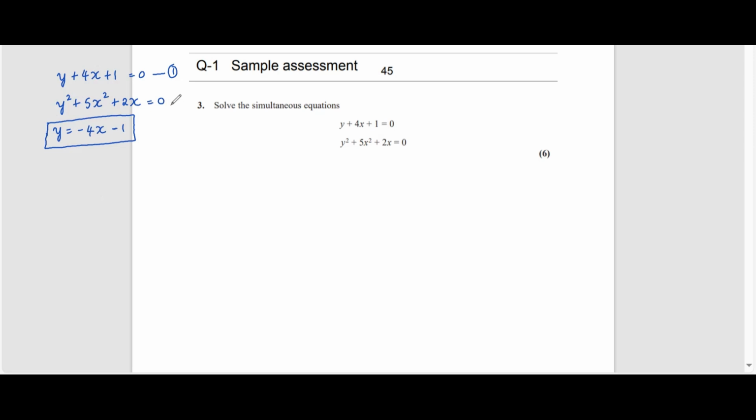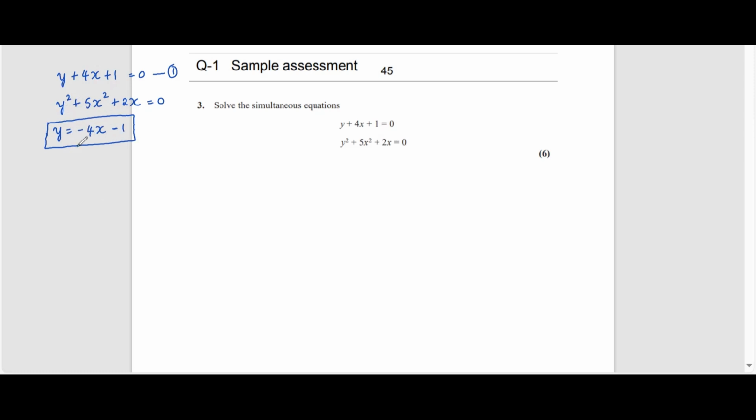When we check the second equation, the quadratic, we can see that there are two variables, x and y. For a quadratic equation, there should always be only one variable. So how can I make this quadratic equation in terms of one variable? Instead of y, I'll just replace it with minus 4x minus 1.